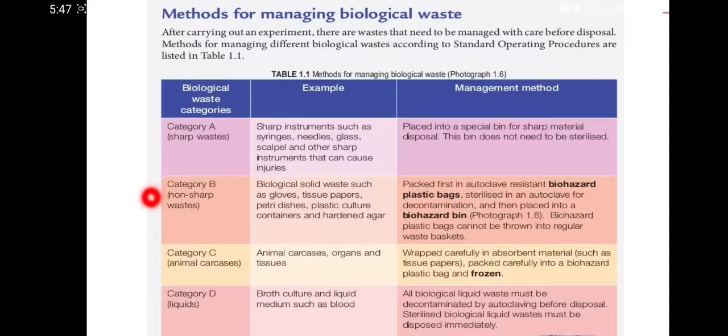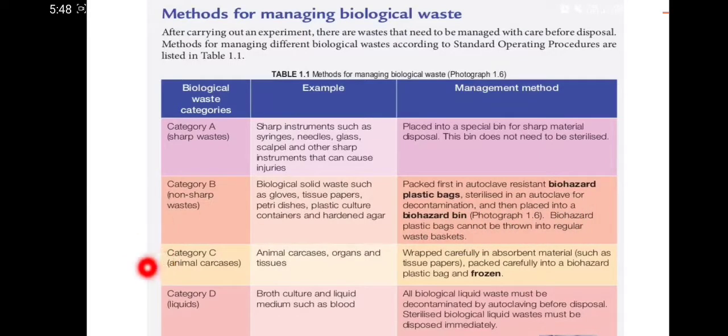And then category B, this one is non-sharp waste. Non-sharp, like biological solid waste such as gloves, tissue paper, petri dishes. Semua ini non-sharp waste. This one, need to be packed first in a biohazard plastic bag, and then need to be sterilized in an autoclave machine for decontamination. Barulah boleh kita disposal, tetapi tidak boleh dimasukkan ke dalam regular waste basket.